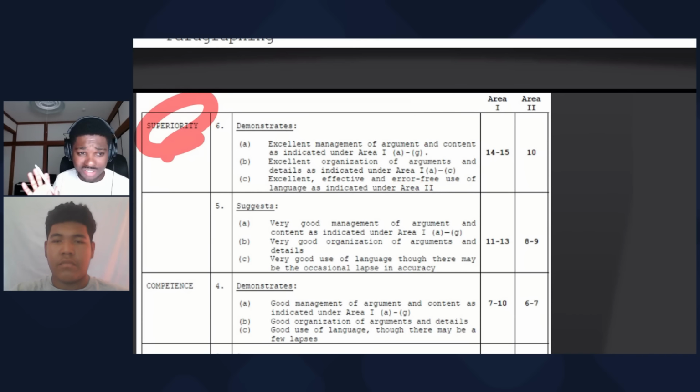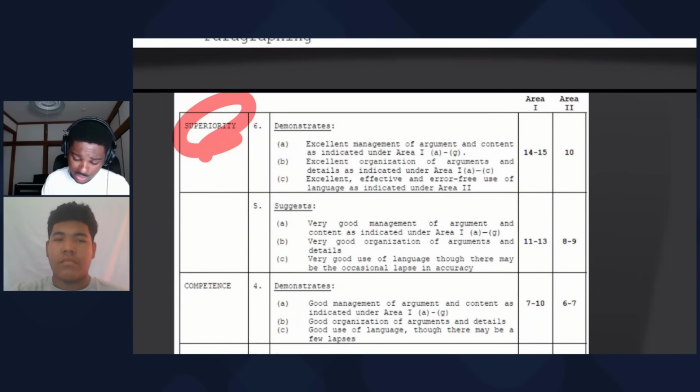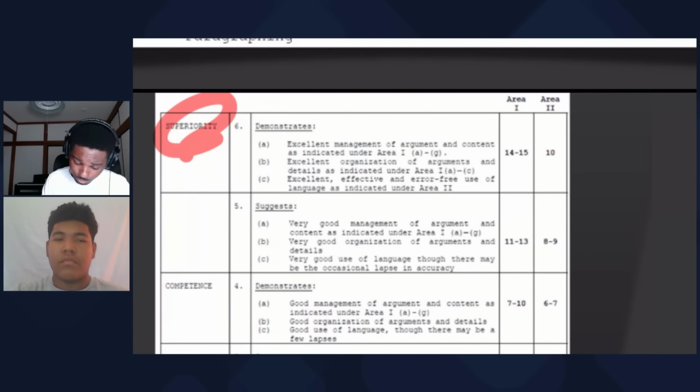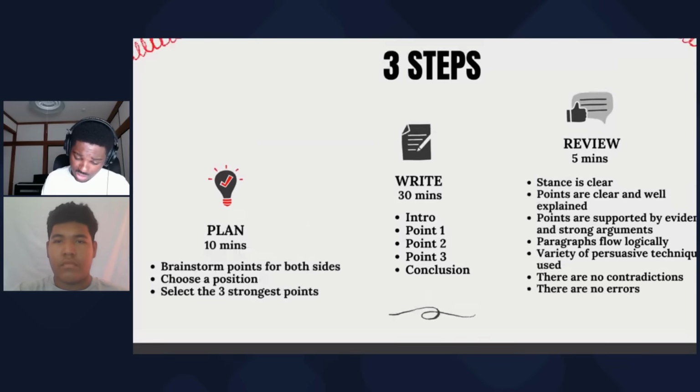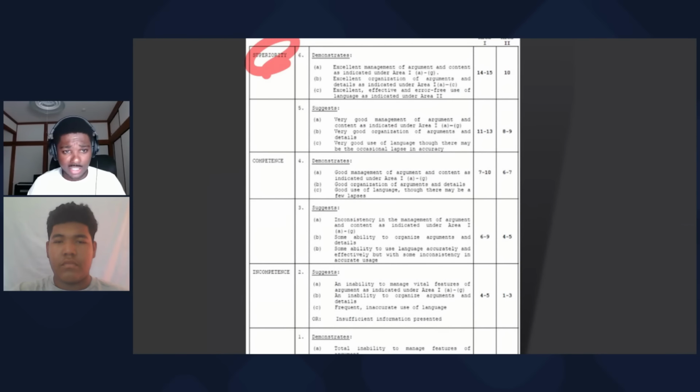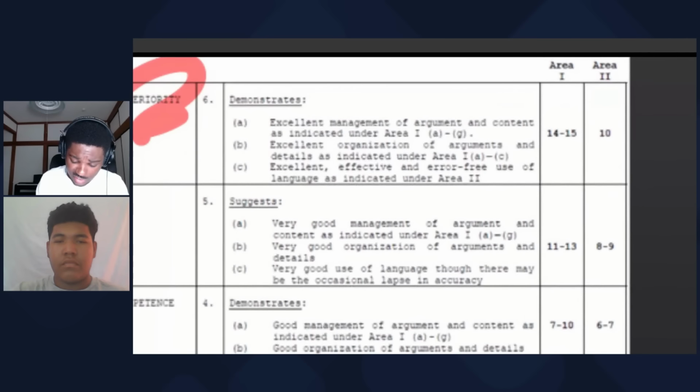Right? Error-free use of language. No misspellings, no incorrect use of diction, no grammatical errors and silly things like that. That's what we call excellence here, right? And that's what we want to attain. So by the end of this presentation, I want us to recognize that this is the standard we need to meet, and we're going to learn how to meet that standard.